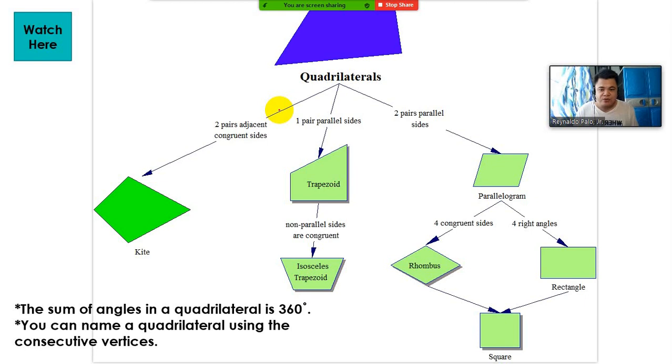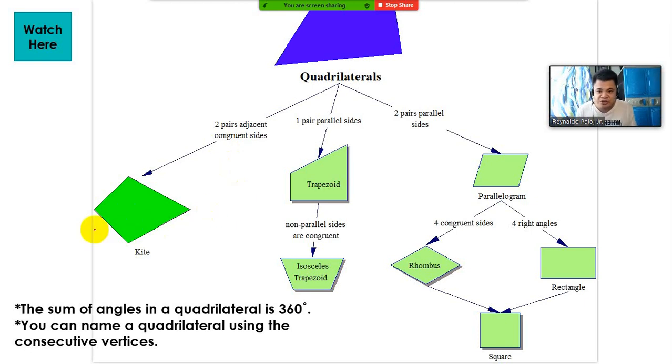For example, the one that you are seeing is what we call the tree diagram of quadrilateral. Alright, so guys, there are three types of quadrilaterals. The first one is kite. So what is unique about a kite? When we say kite, there are two pairs of adjacent congruent sides. What do you mean by that? When we say adjacent, these are consecutive sides.